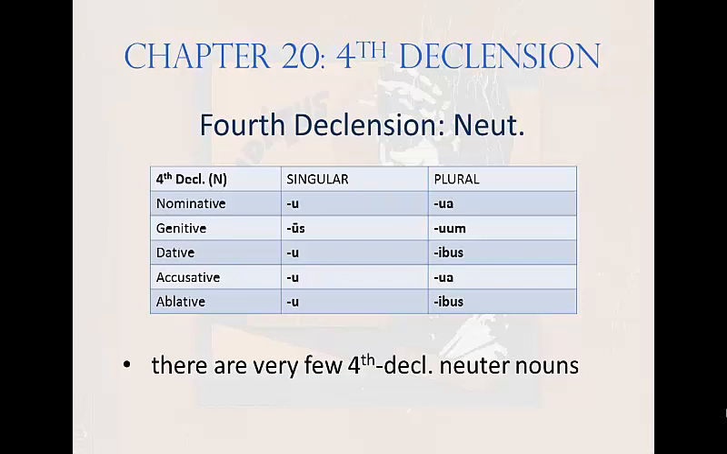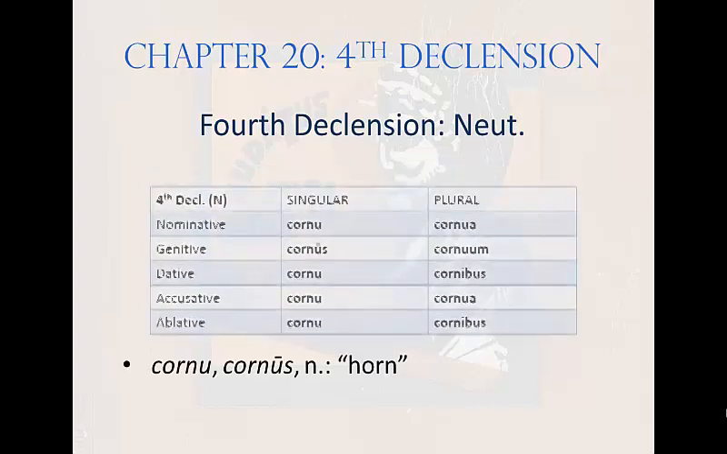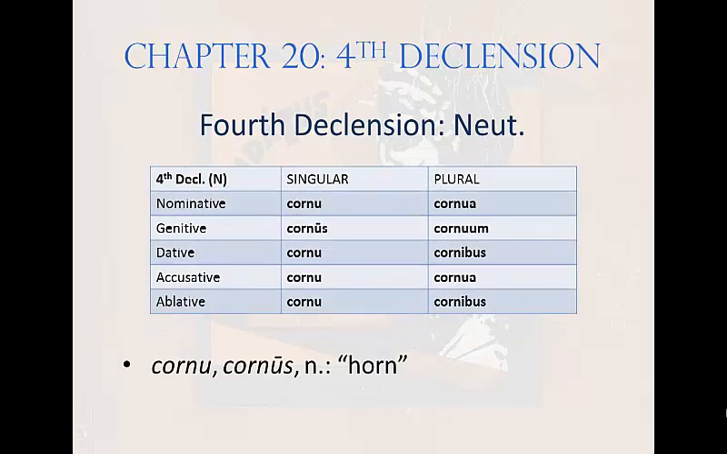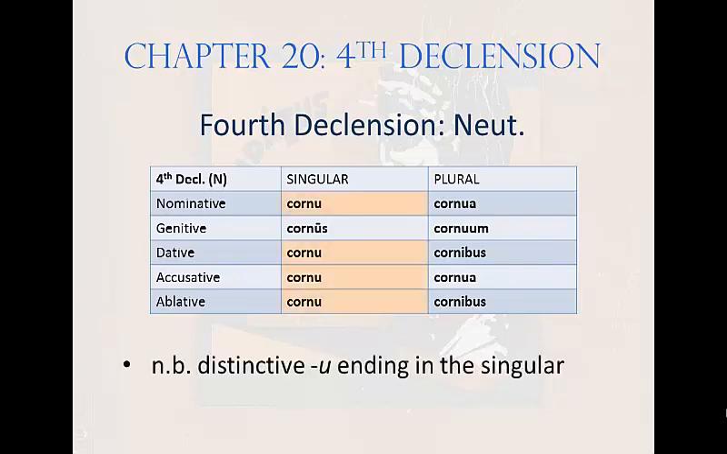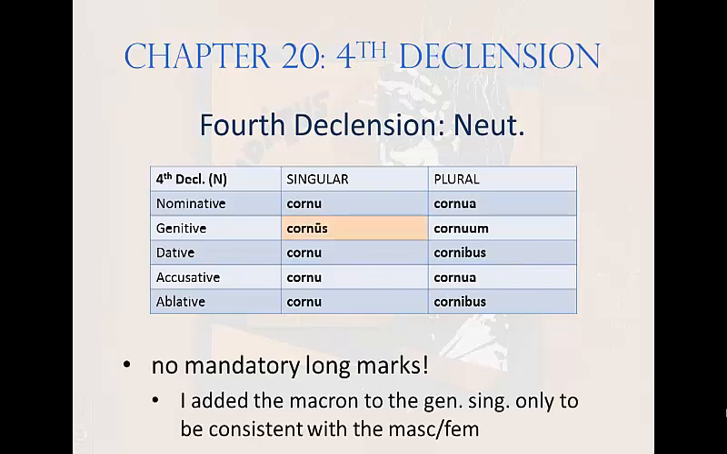Ua, ibus, ua, ibus. And here's a fourth declension neuter noun, cornu, cornus, one of the very few attested in Latin, fully declined. Cornu, cornus, cornu, cornu, cornu, cornua, cornuum, cornibus, cornua, cornibus. Note the distinctive u ending in the singular and ua ending in the plural, preserving the tradition that neuter plurals, in their nominative and accusative, end in a. And also note, there are no mandatory long marks here. In fact, I added the long mark on the genitive singular in cornus only to maintain a certain consistency with masculine and feminine fourth declension forms. That long mark doesn't distinguish forms, and therefore technically it's not mandatory.